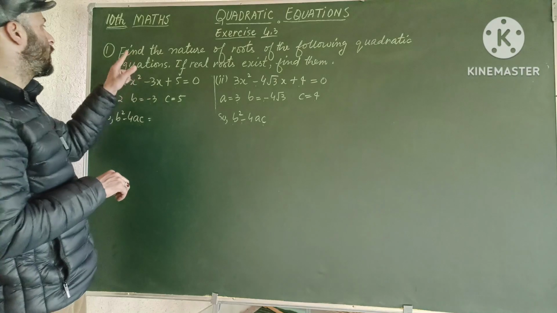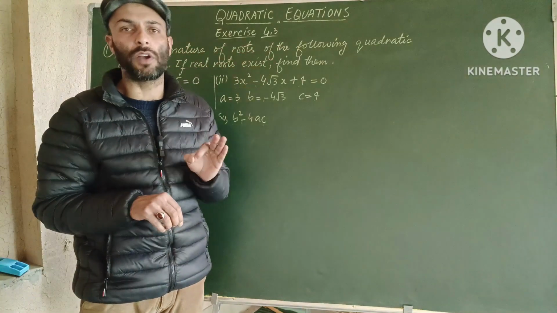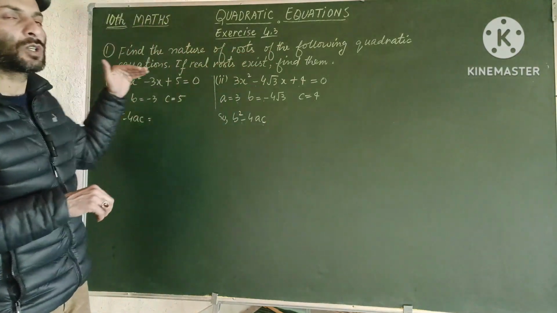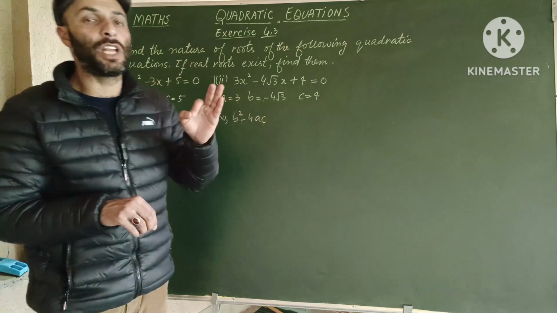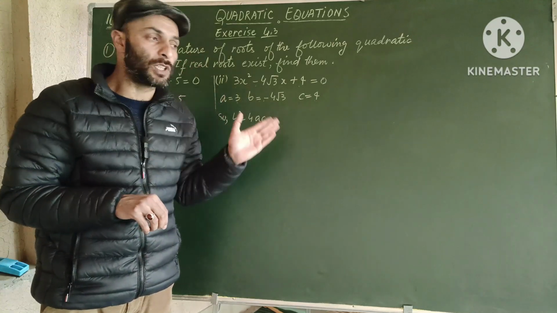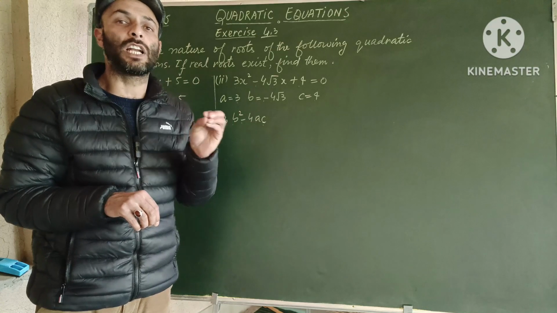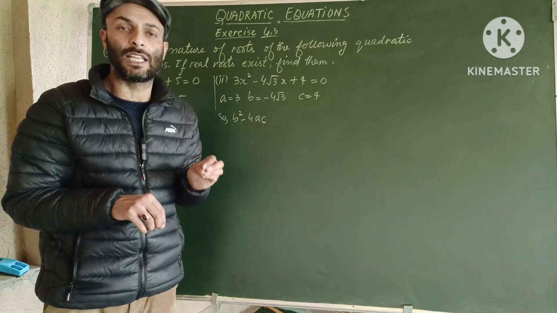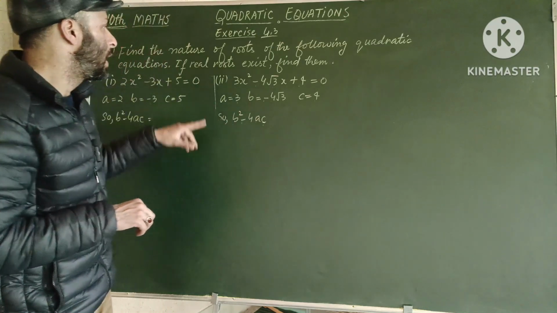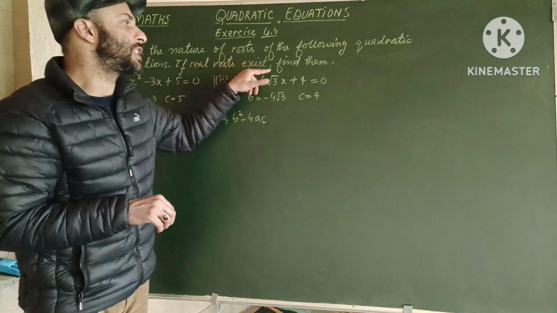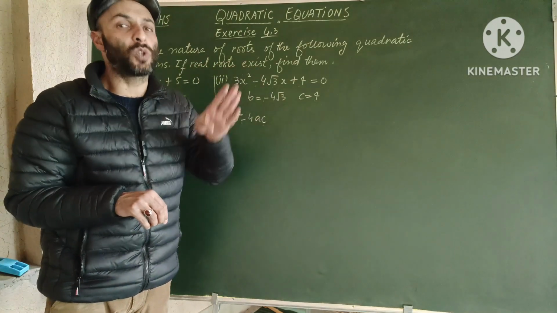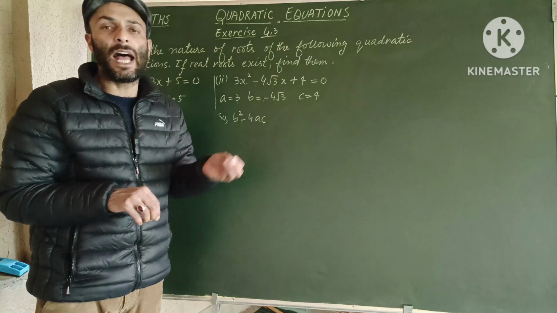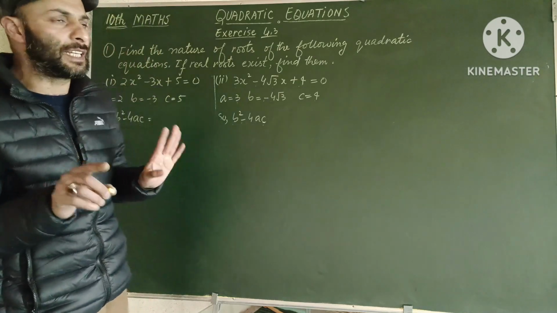Question number 1: find the nature of roots of the following quadratic equations. The nature of roots is found using b square minus 4ac, which is the discriminant. If real roots exist, find them.